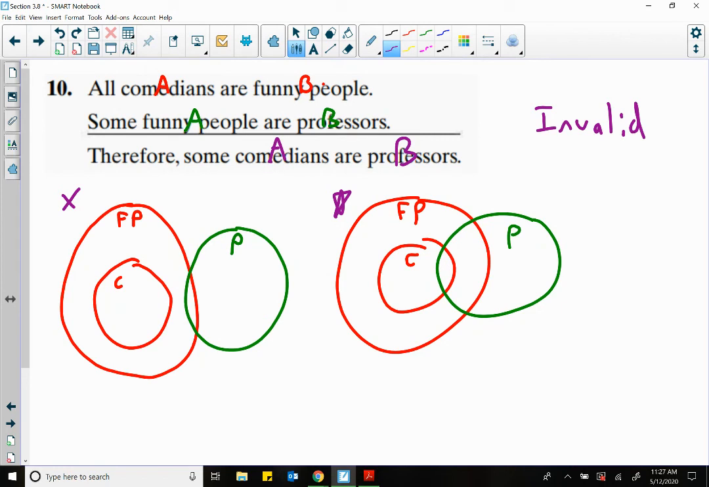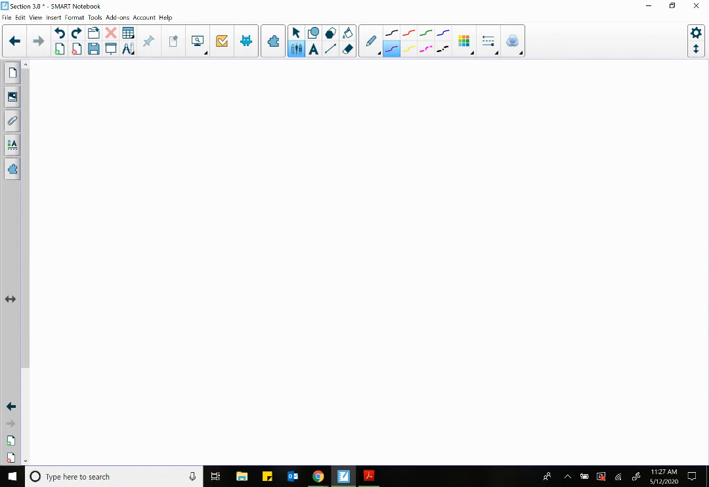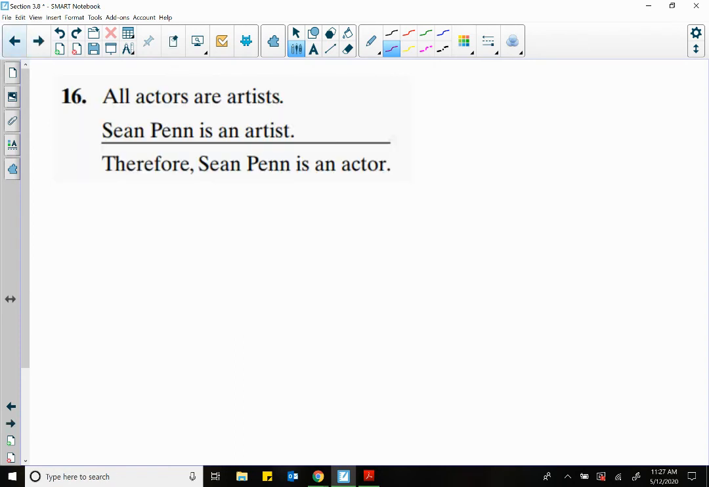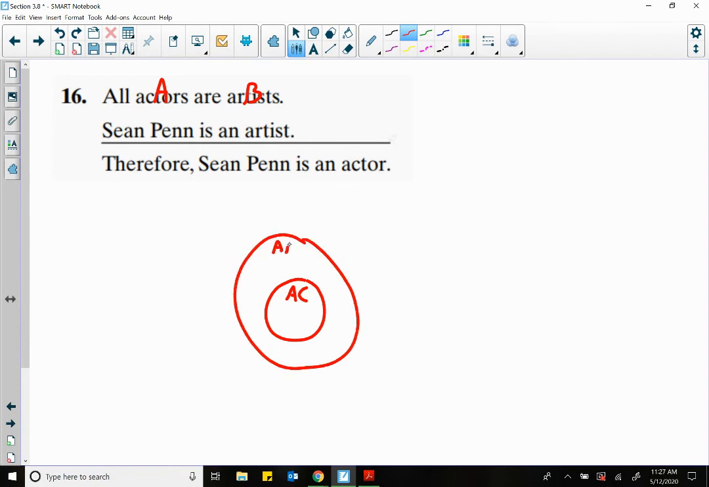All right, last one. Here we go. I believe this is the last one. Yes, last one. Give this one a shot. Okay, so this one's a little different. See what you did. So it says all actors are artists. So this is an all A or B. So I've got a circle for actors, which I'll call AC. And then I got a circle for artists, which I'll call AR.